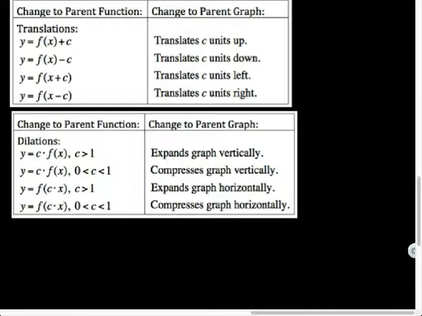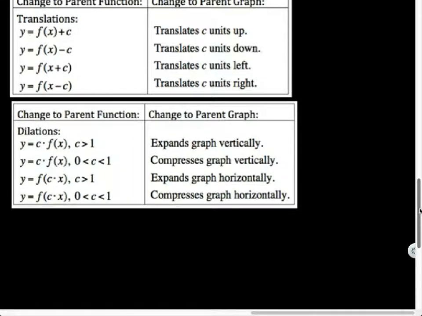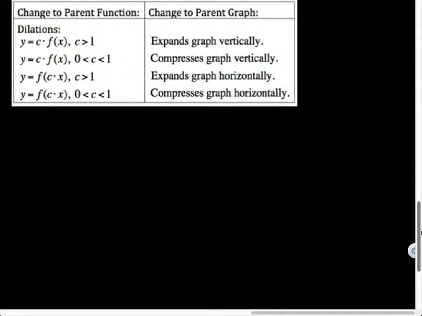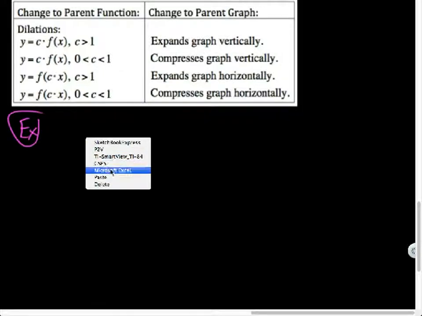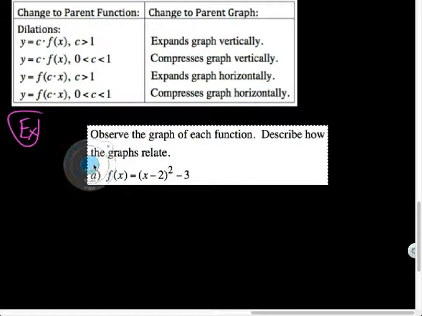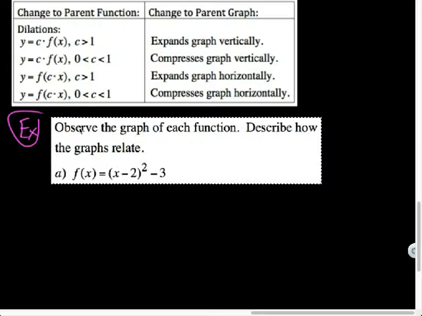So let's see. Let's do one last example with 3 parts, A, B, and C. Observe the graph of each function. Describe how the graphs relate. All of these graphs are actually going to be related to one another.